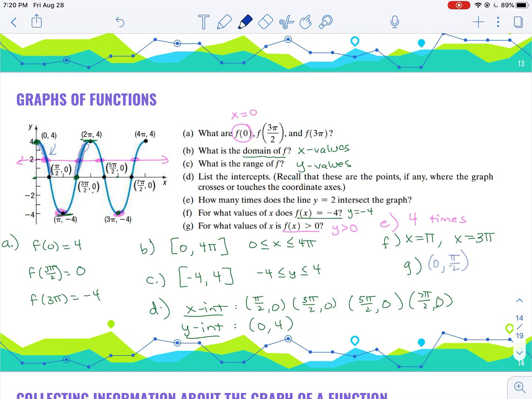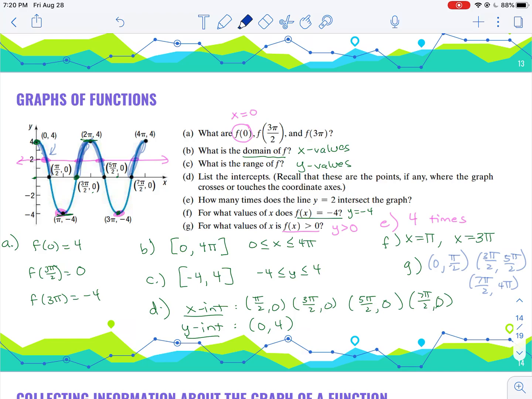And it's also greater than 0. The height of the graph is greater than 0 here. And that is between 3 pi over 2 and 5 pi over 2 on the graph. And then it's also, the height is also greater than 0 right there. And that is between 7 pi over 2 and 4 pi on the graph.